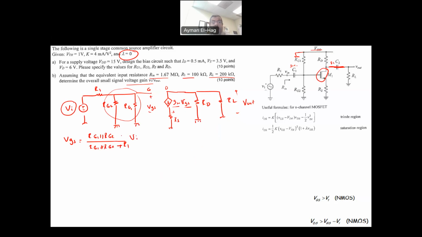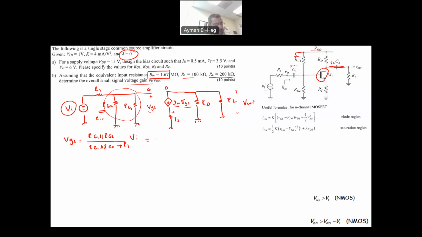Now, what is RG1 in parallel with RG2? How to find this? Now, we will not use the previous results because here they give us basically a condition. It tells you that your Rn is 1.67 mega ohm. Now, what is your Rn? It shows here, this is the resistance. When you look from this side, this is your Rn. What you see is RG1 in parallel with RG2. That is your Rn, because everything is open circuit.